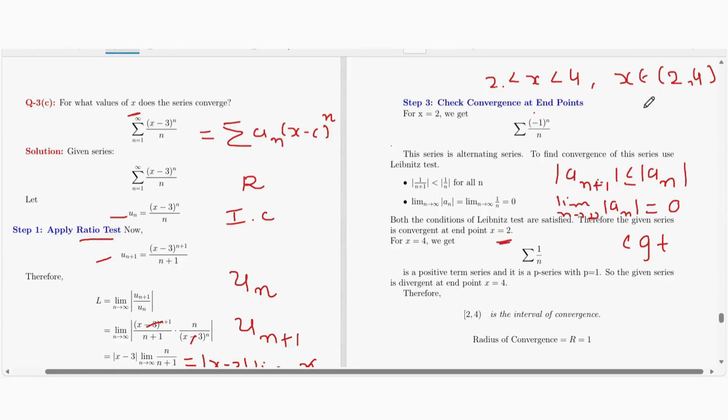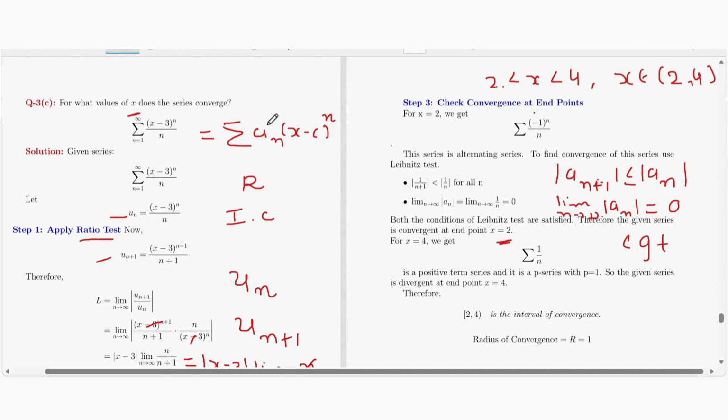Clear? That means at this end point the series is convergent, so what will we do? We will include this point. Okay. Now next check the convergence at the other end point. So the other end point is what? 4. Okay. So now for x equal to 4.